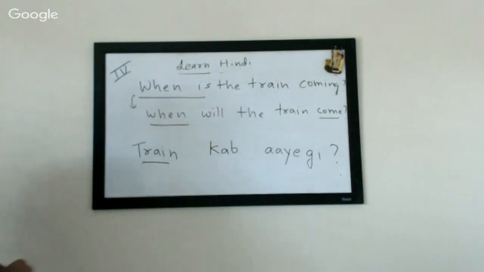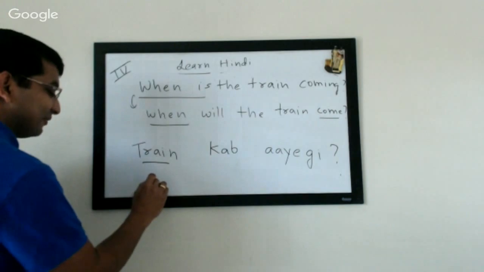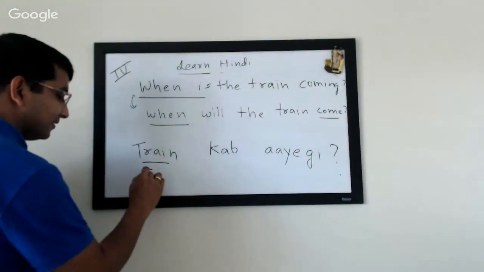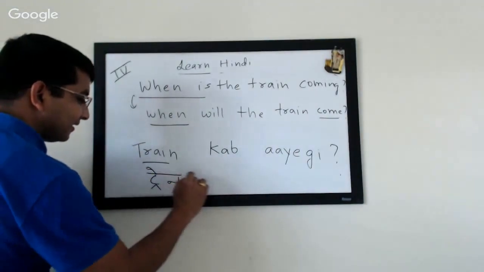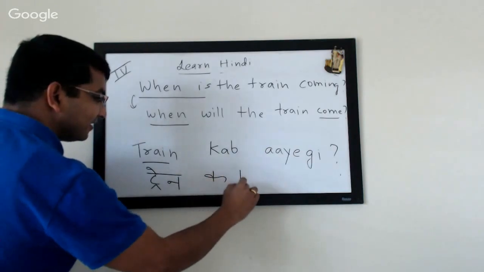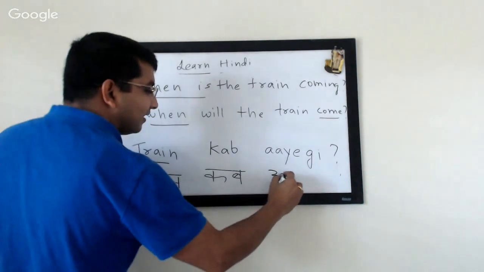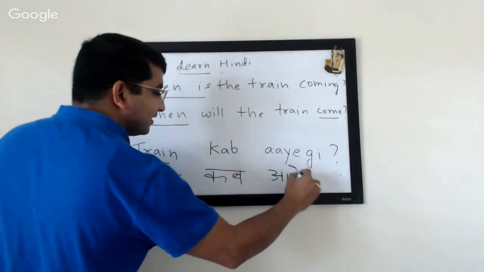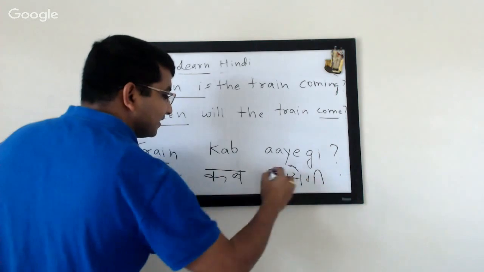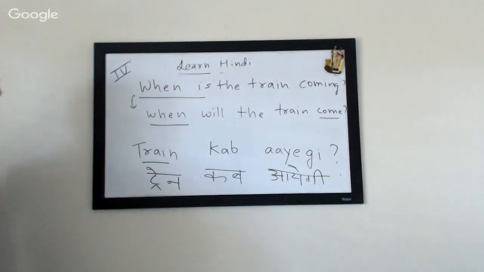Right? So the way you write it is, you have a t with train, kab aayegi. Train kab aayegi.